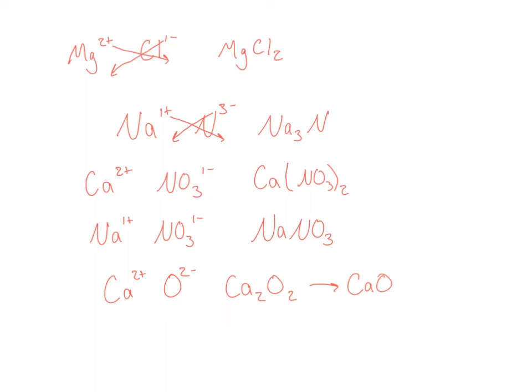Let's look at one more example. Let's look at what the formula would be for magnesium phosphate. Magnesium has a 2 plus charge. Our phosphate polyatomic ion has a 3 minus charge. And so our crossover rule tells us that our subscript for magnesium is going to be a 3. Our subscript for phosphate is 2. We need to put that in parentheses. And so we come up with a formula of Mg3(PO4)2.